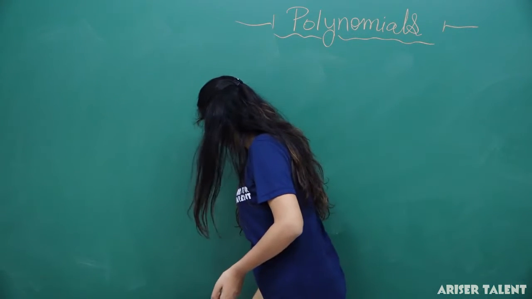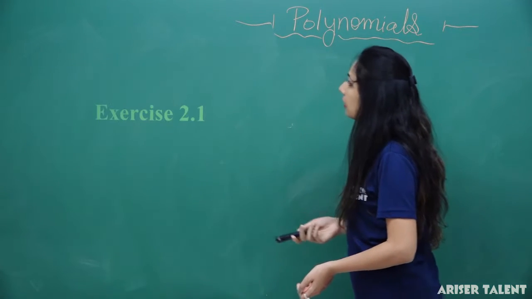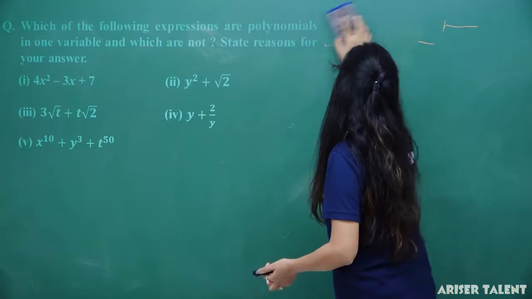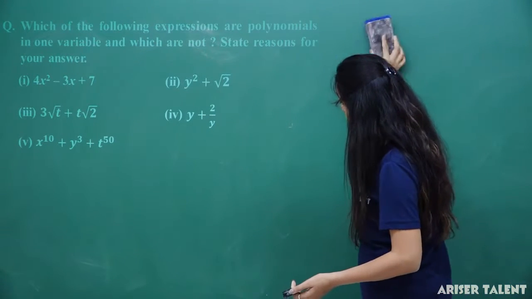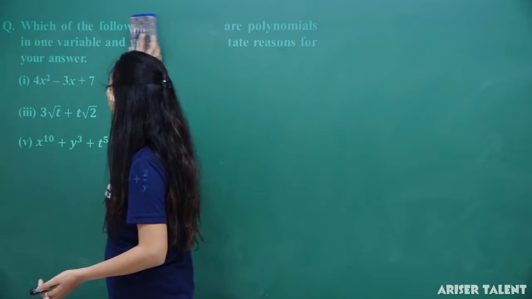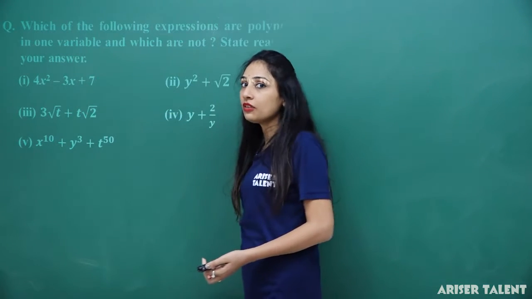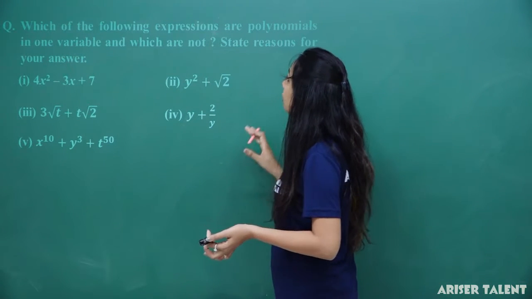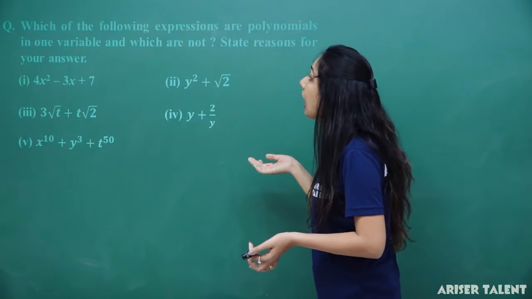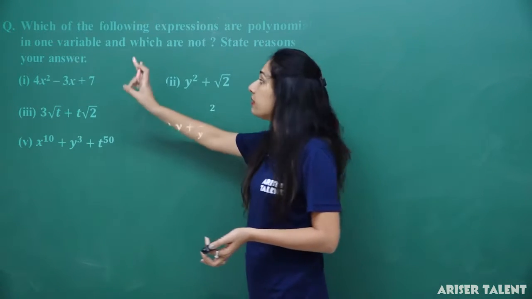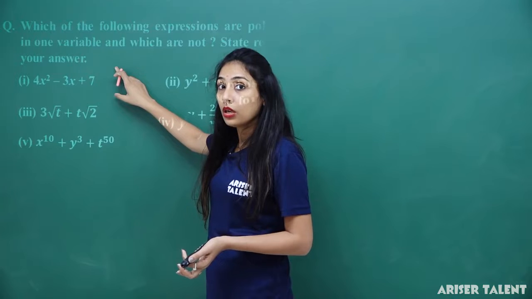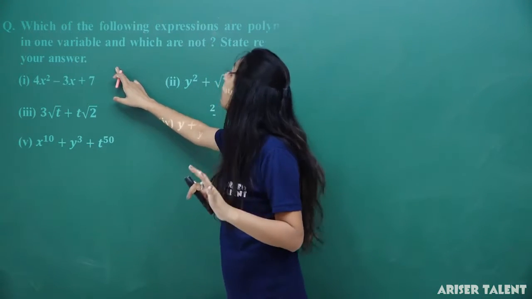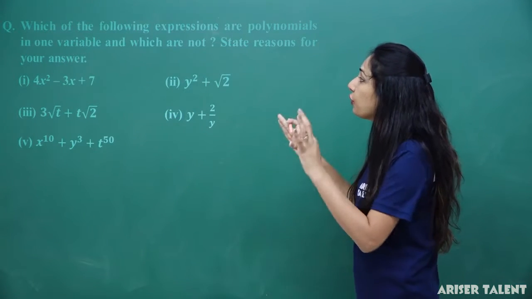2.1. Alright, so that's our chapter and this is exercise 2.1. Now this is your first question on that. Now look, if you are going to understand the concept well, you are going to do it very quickly. The questions are very simple if you understand the concept. Now, which of the following expressions are polynomials in one variable and which are not? Now we have just covered this thing, one variable or not. So one variable means only one variable in that particular polynomial, and which are not, state reasons for your answer.